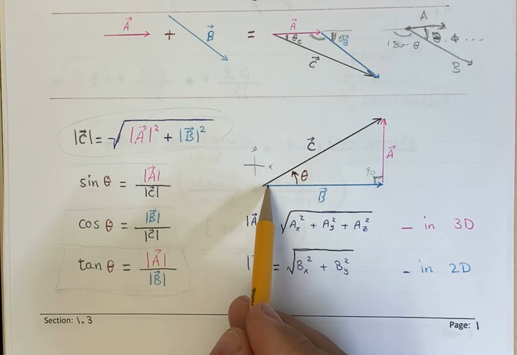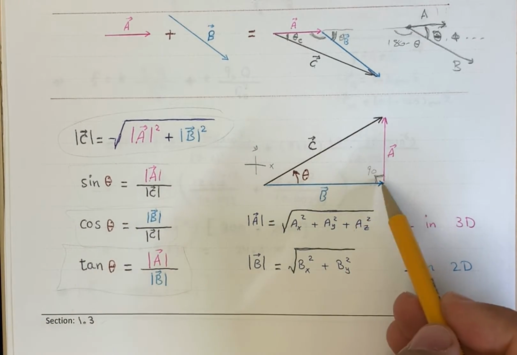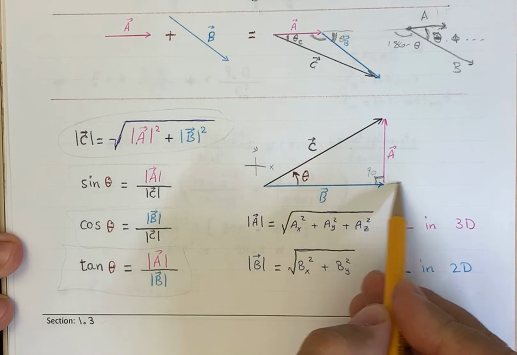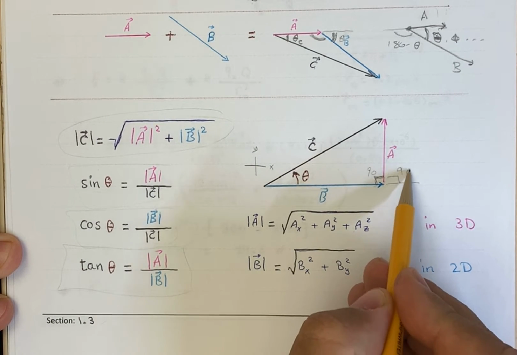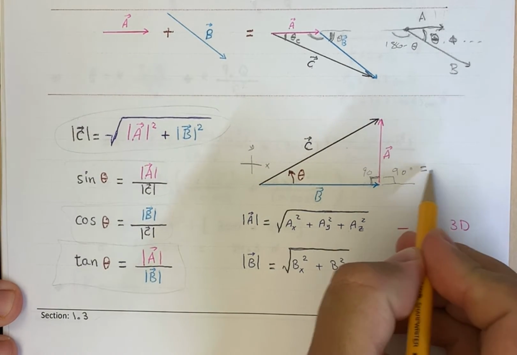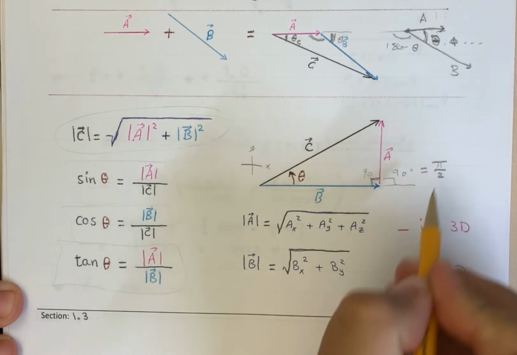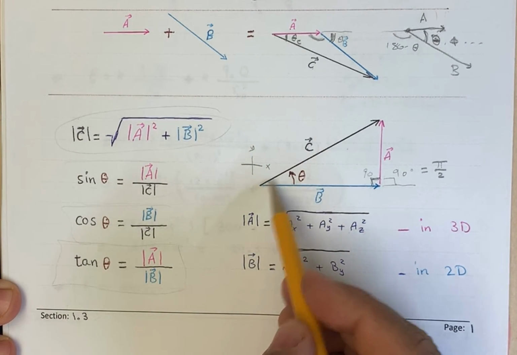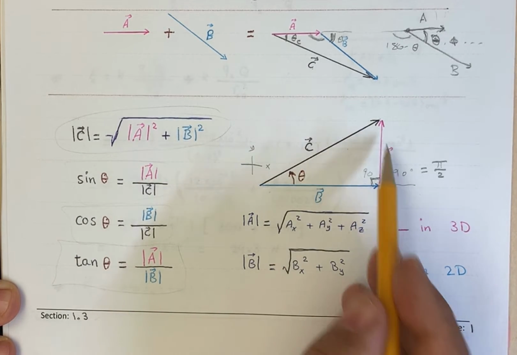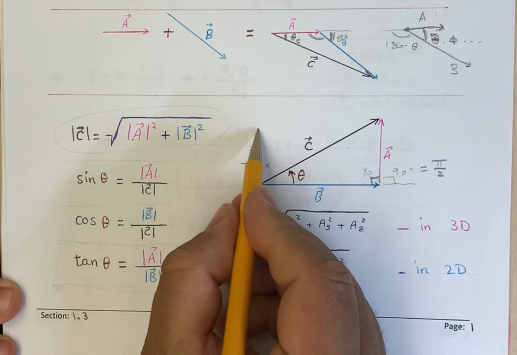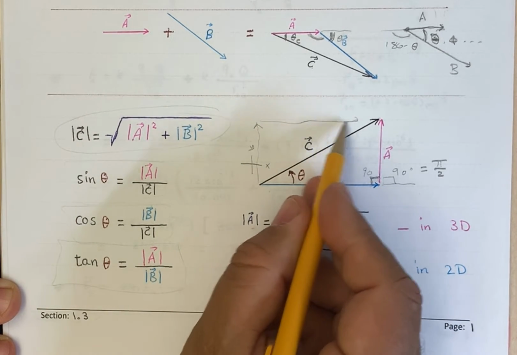If we have now the vector B and the vector A, the angle between them again is 90 degrees, which is equal to pi over 2 in radians. So the resultant vector C, as you see here, it's B plus A, or A plus B. It is the same. If we go from here to here, it is A plus B.